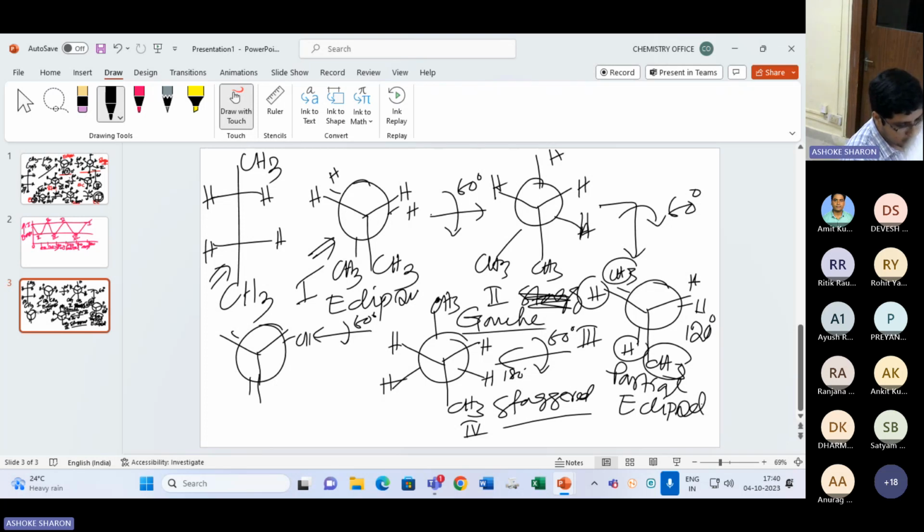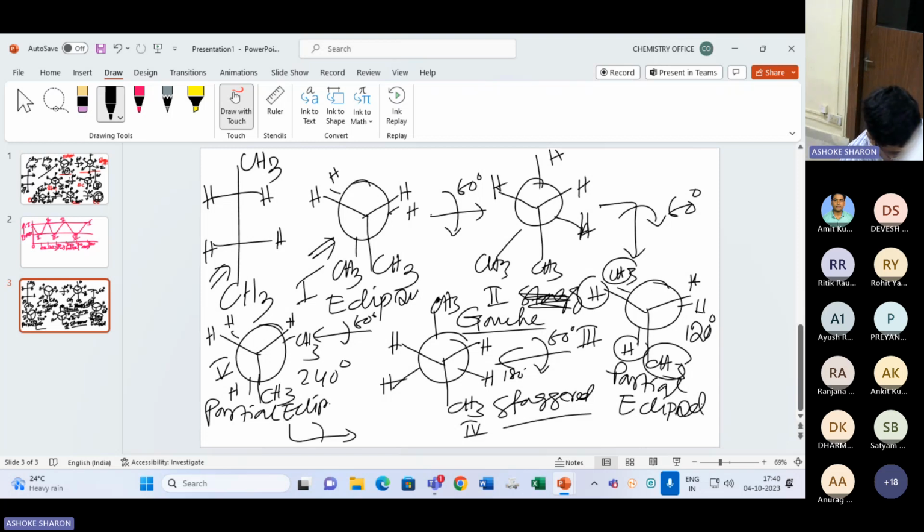So you'll get CH3, hydrogen, CH3. I'm just rotating the back side one all the time, not the front one. So this one again is called partial eclipsed. It will be after 240 degrees, and this is structure number 5.